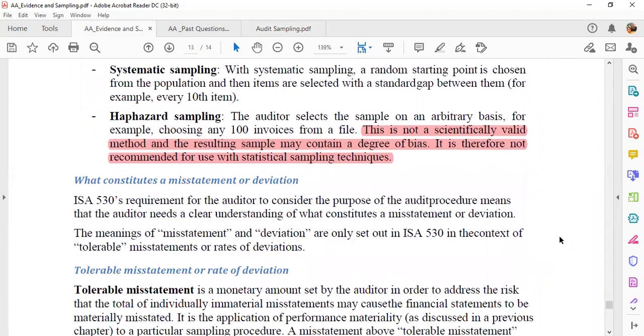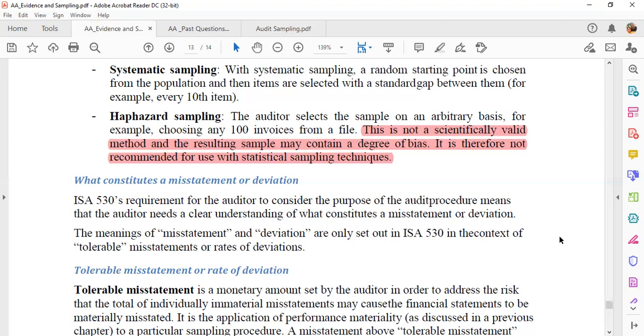So now, what constitutes a misstatement? That's one of the key decisions that you as the auditor have to make. It's an ISA 530 requirement for the auditor to consider the purpose of the audit procedure. It means that the auditor needs a clear understanding of what constitutes a misstatement. The meaning of misstatement and deviation are only set in ISA 530 in the context of tolerable misstatement, or sometimes we call it rate of deviation.